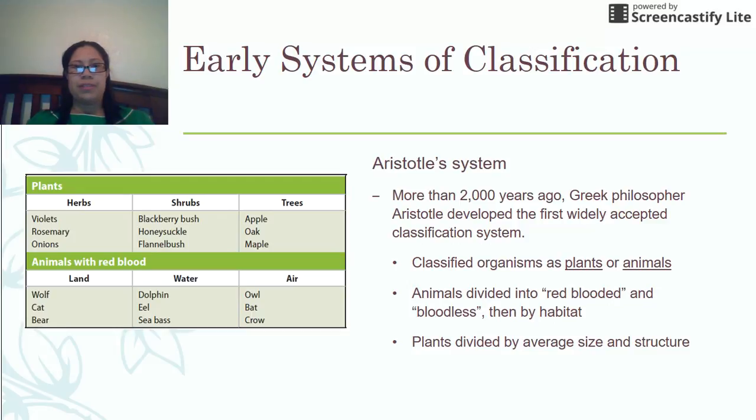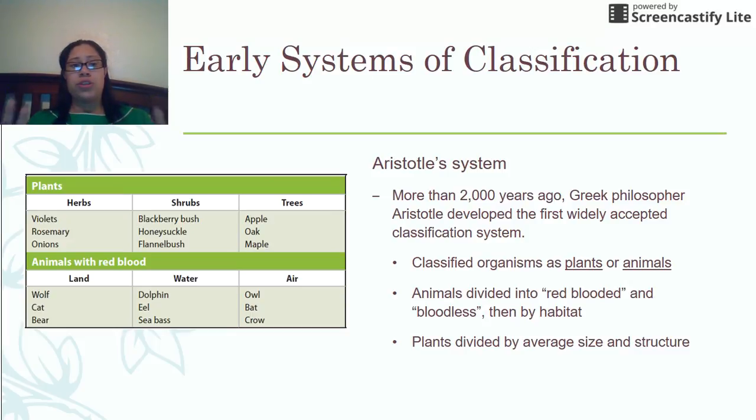Okay, so let's talk about the early ones. Aristotle came up with a system some 2,000 years ago. He was a Greek philosopher. I think we've talked about him before. First off, he separated living things into two groups: animals and plants. With the plants, he broke them up further based upon their size and their structure. So he had herbs, shrubs, and trees, and they fell into those three categories.